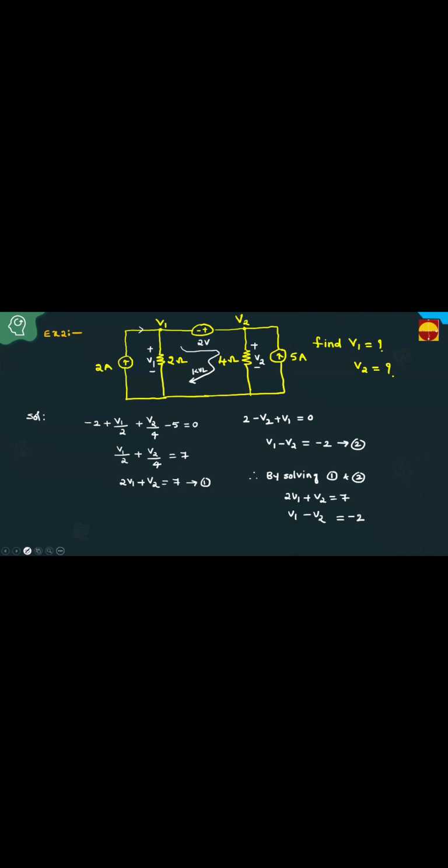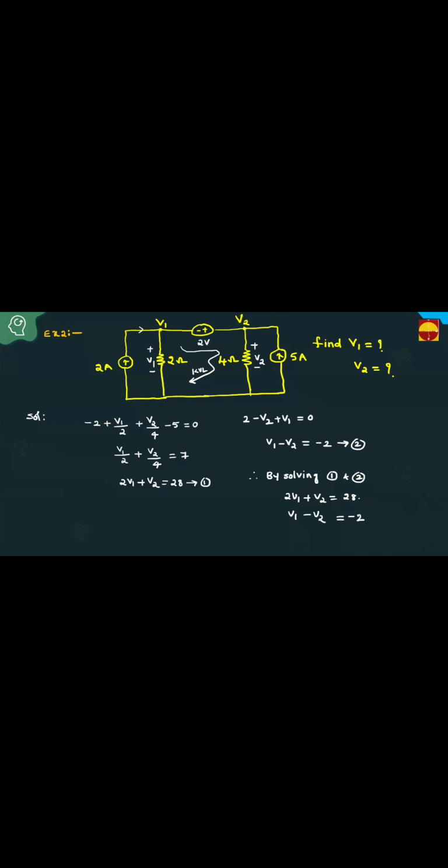2V1 plus V2, is it 7 or 28? I think it is 28. No, the LCM is 4 now. You bring this 4 to this side. 4 into 7, 28. It's 28. See the calculation. The LCM is 4, sir. It's 2V1 plus V2. 4 into 7, 28. Now you tell the answer.